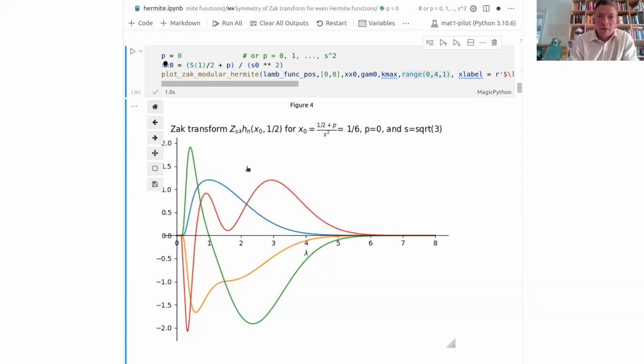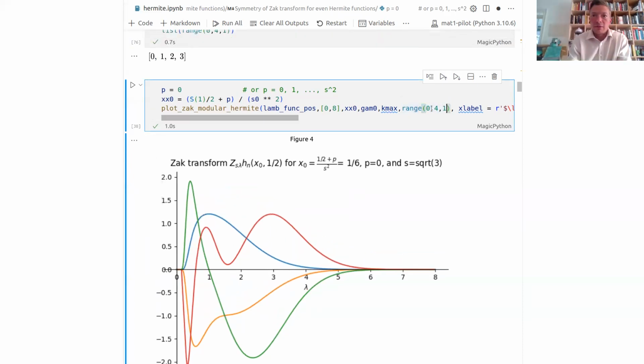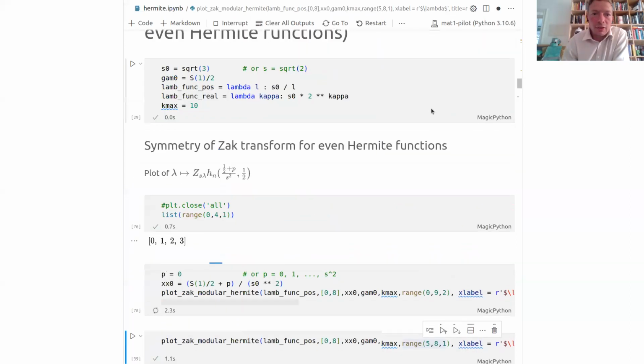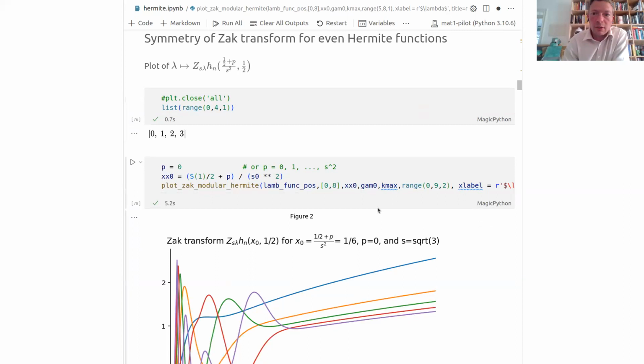It's not the case for the red and for the orange one, which is why I really should only plot these for the even orders. For even orders, that comes here.